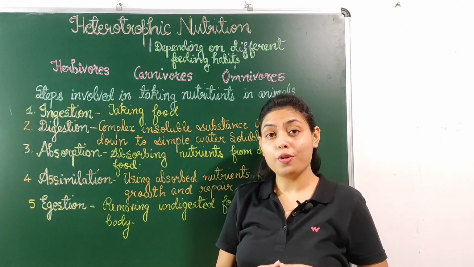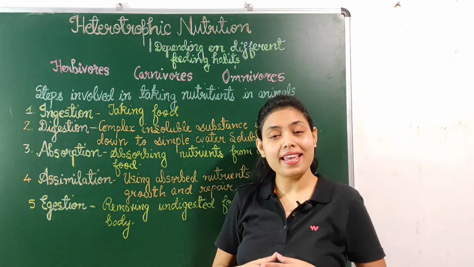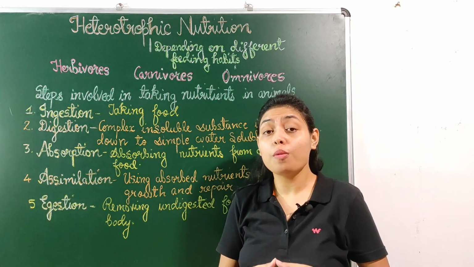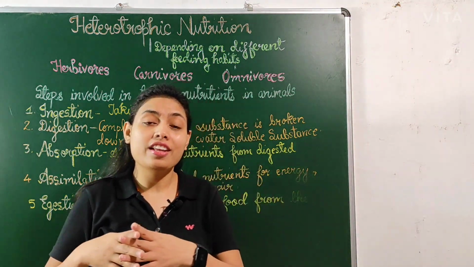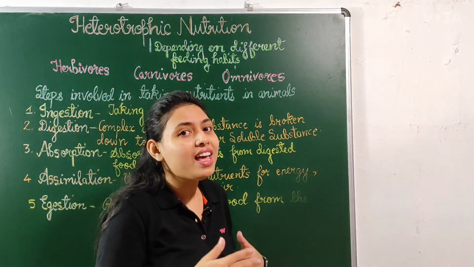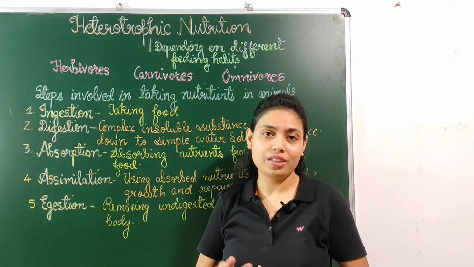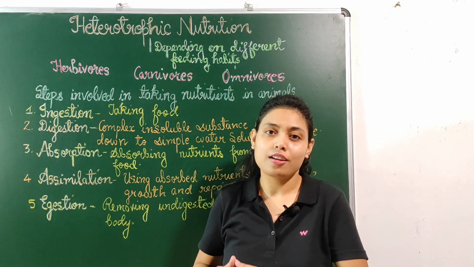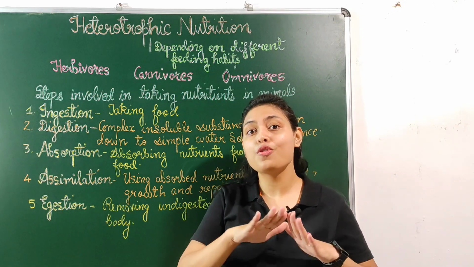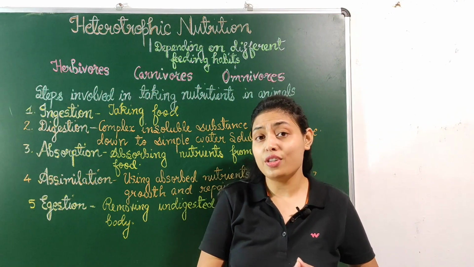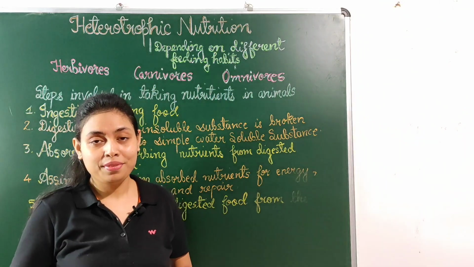The next step in the process of taking nutrition is assimilation. What is assimilation? Using the absorbed nutrients for energy and for the growth and development of the body, as well as to repair the damaged cells of the body, is known as assimilation. Now let's move to the last step of this process, egestion. Egest means to remove. Removing the undigested food from the body is known as egestion.